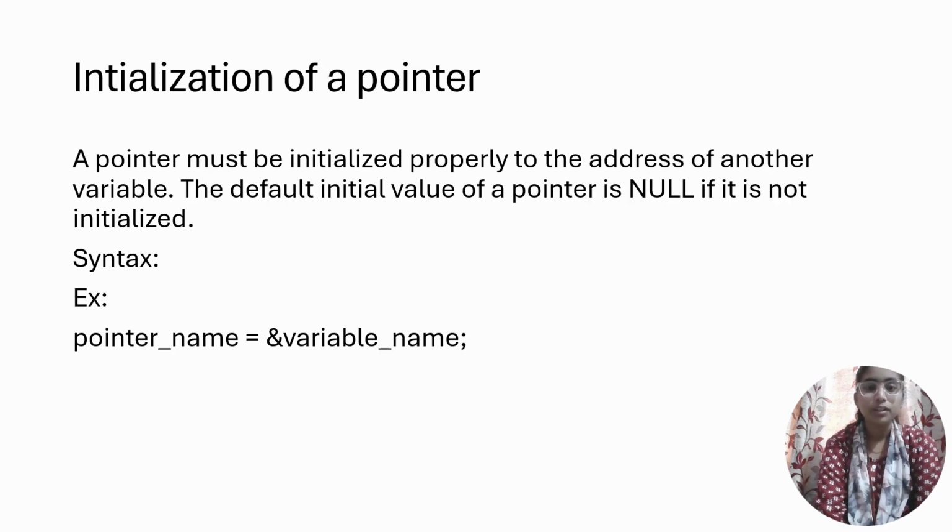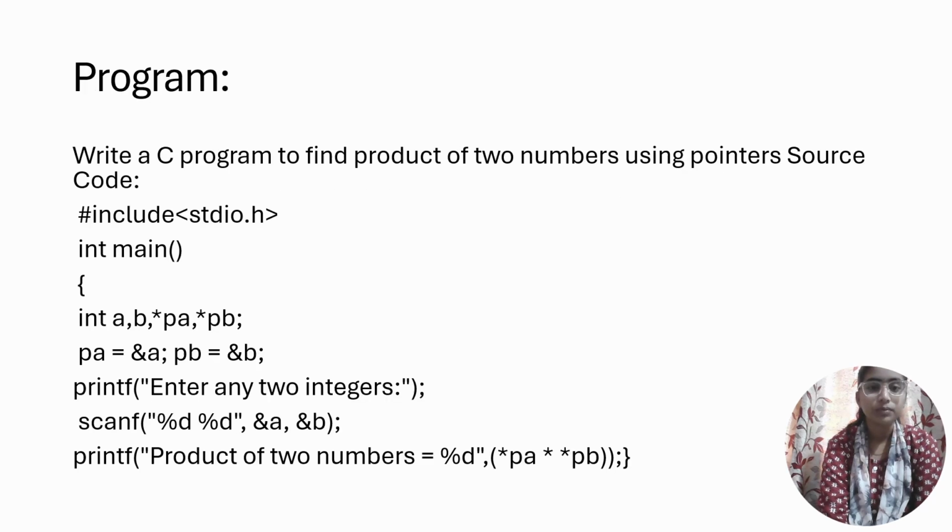Initialization of a pointer. A pointer must be initialized properly to the address of another variable. The default initial value of a pointer is null if it is not initialized. Syntax: pointer name is equal to address of operator and variable name.